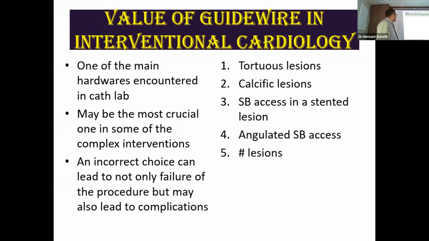In many complex cases, it is one of the main hardwares that is required for successful completion of some cases. An incorrect choice can not only lead to failure, but also lead to many complications. But especially this choice of guide wire is important in tortuous lesions, calcific lesions, where you require a side branch access, especially in those areas which have already been stented, wherever there is an angulated side branch access, and in some occlusive lesions, the choice of guide wire can make an important difference between success and failure.